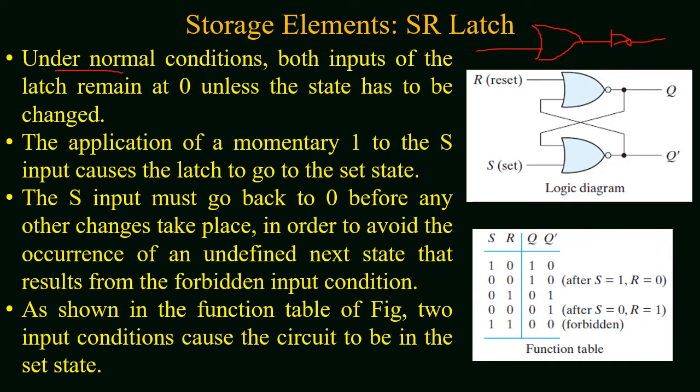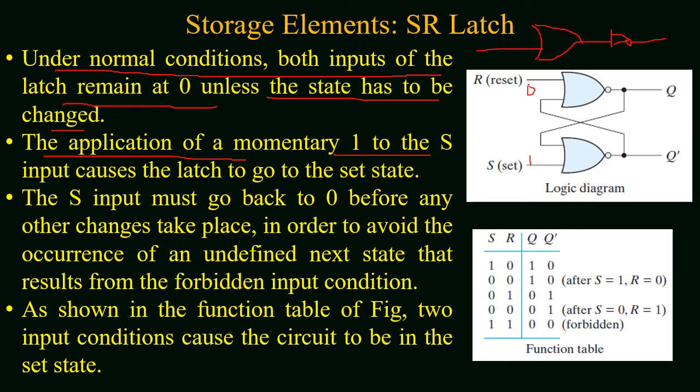Under normal condition, both inputs of the latch remain at 0 unless the state has to be changed. So the normal inputs will be 0, and whenever you have to set or reset the latch, you will apply input, and after that both inputs will be returned to 0. The application of a momentary 1 to the set input causes the latch to go to the set state.